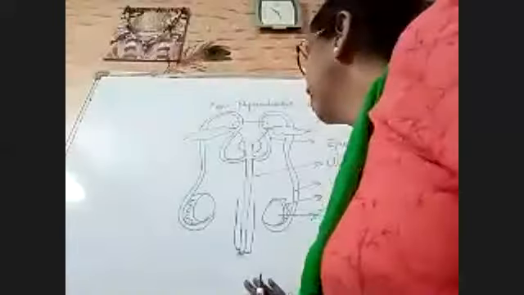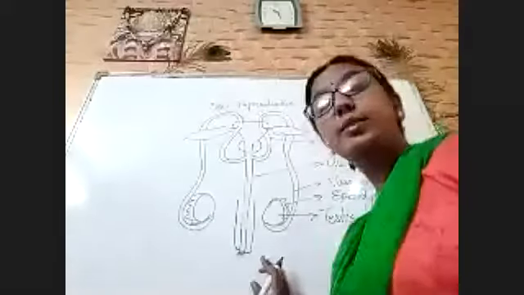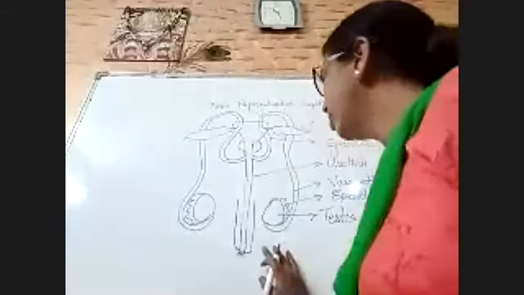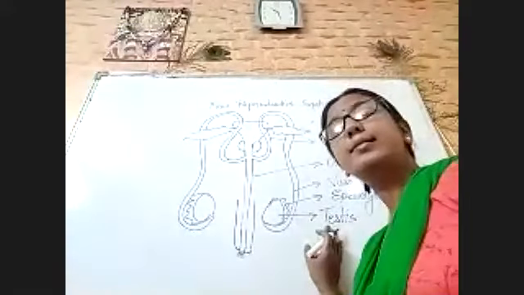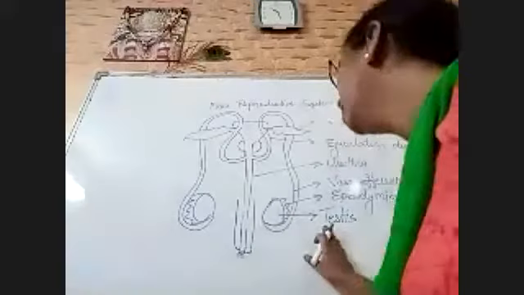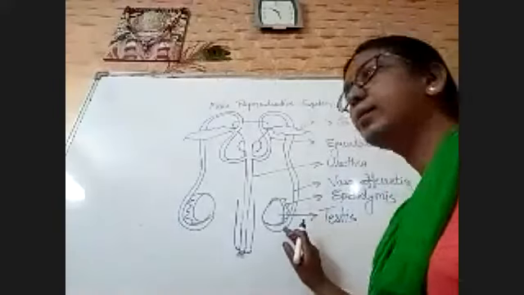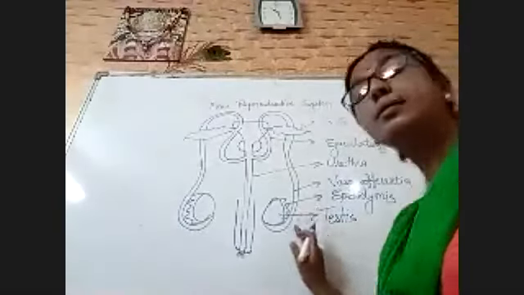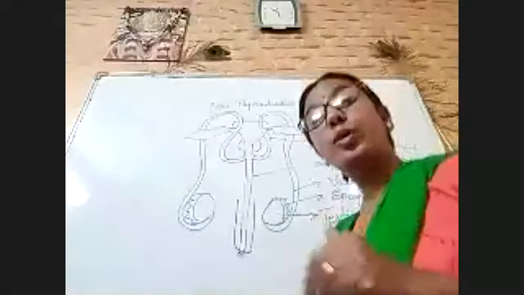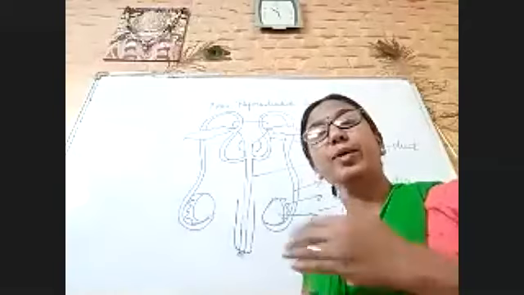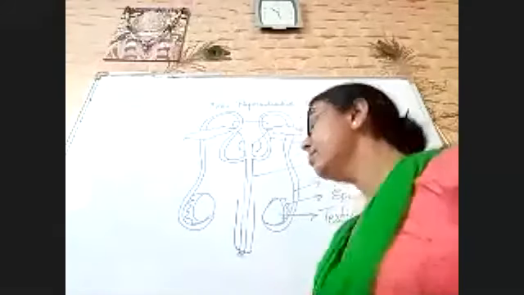So see, this is the male reproductive system. This male reproductive system consists of the first part, which we call the testis. It is also called the male gonad. Then the second part is the duct system. In the duct system, 5 parts are there. The first part is called vasa efferentia, which we will not be able to see here.